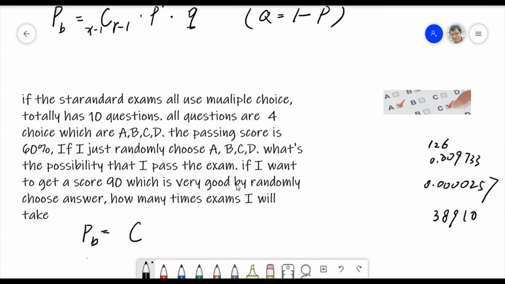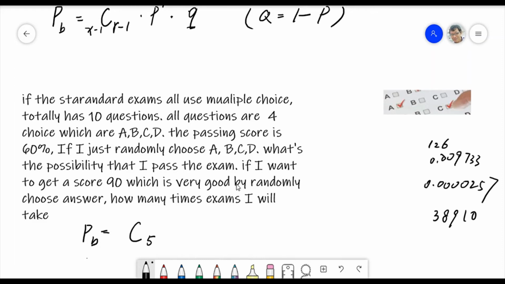C, of course, is the combination. What is R? R is the number of successes. The passing score here is 60%, and you have 10 questions. So if you have 6 right answers, then your result will be 60, am I right? So R will be 6. So here R minus 1 will be 5. Right? And then what is X?